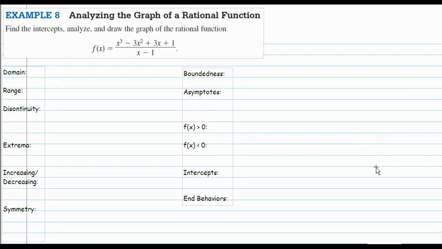This is the screencast for section 2.6, example 8. Even more analysis. Woohoo! All right.